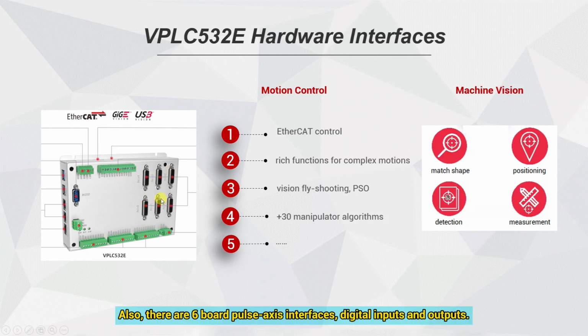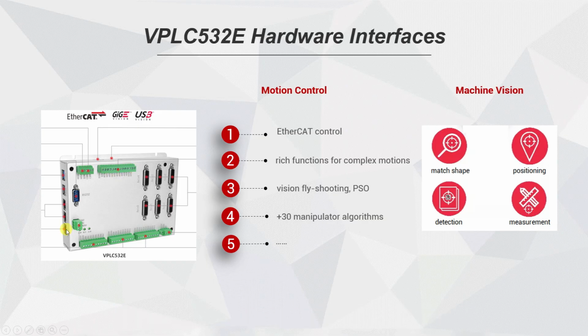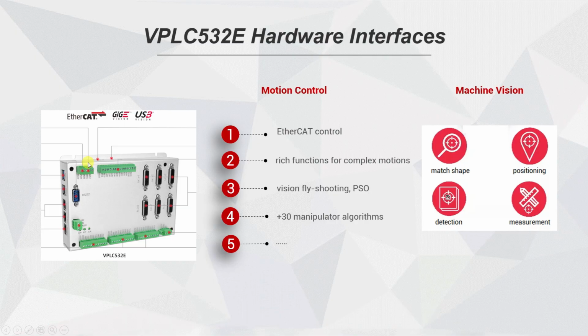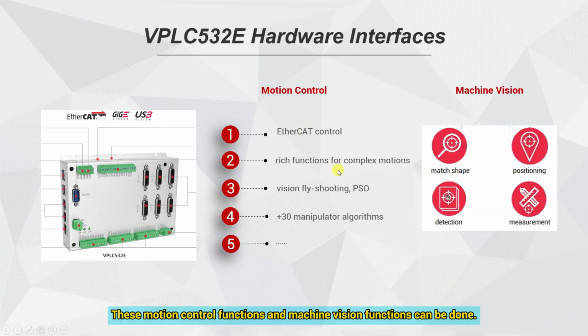Also, there are 6 on-board pulse axis interfaces, digital inputs and outputs. If you need more resources, EtherCAT and CAN interfaces can be connected to expansion modules. When you use the VPLC 532E Vision Motion Controller, these motion control functions and machine vision functions can be done.